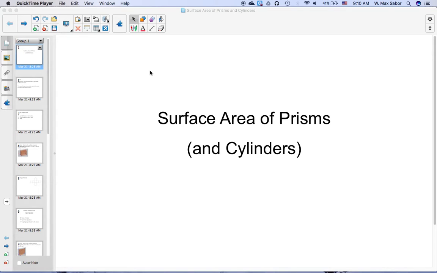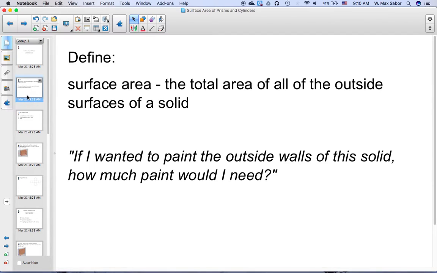The surface area of prisms and cylinders. So, we need to know what surface area is. A surface area is the total area of all the outside surfaces of a solid. So if I wanted to paint the outside walls of the solid, how much paint would I need?